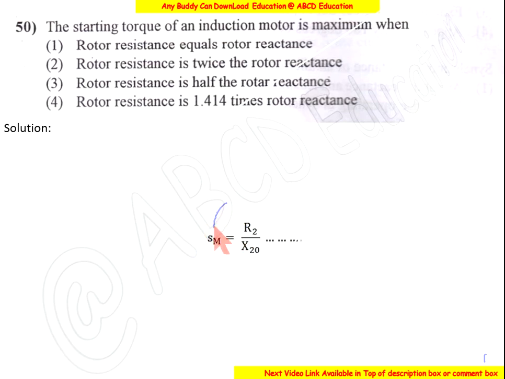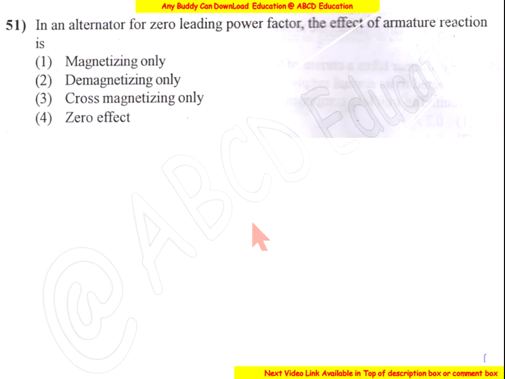Okay, so (Ns minus Nr) upon Ns, that is the slip at starting, is equal to 1. So at the starting, rotor resistance equals rotor reactance. So the answer is first. Now come to question number 51.